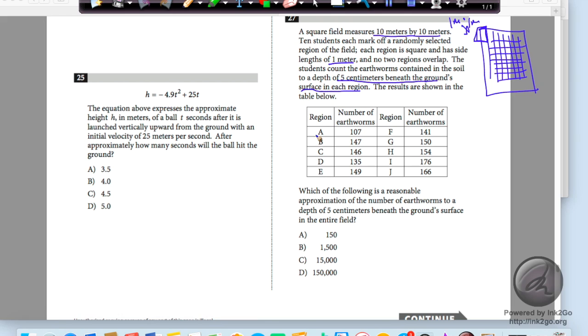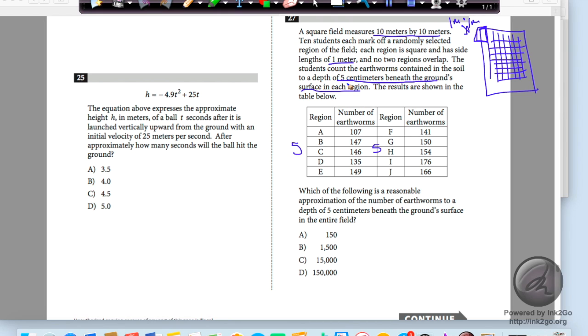So here are my regions. I'm noticing that there's 10 of them. There's 5 here, there's 5 here. So there's 10 as they mentioned, and 10 students randomly selected for 10 different regions. It says, which of the following is a reasonable approximation of the number of earthworms to a depth of 5 centimeters beneath the ground surface?